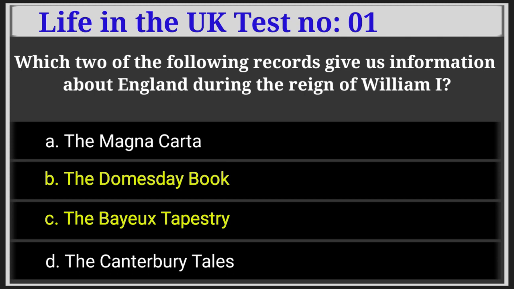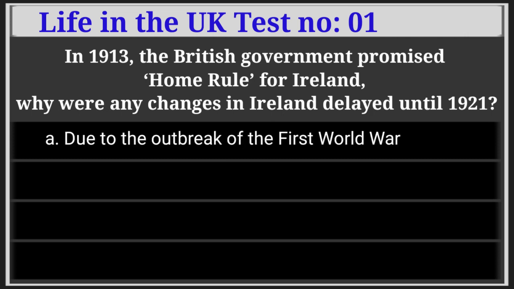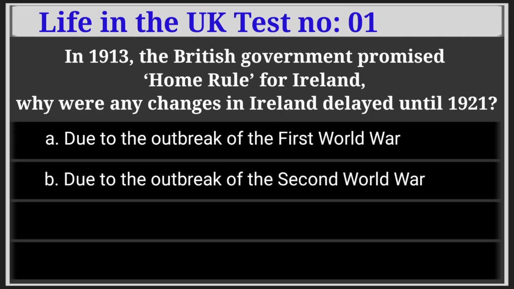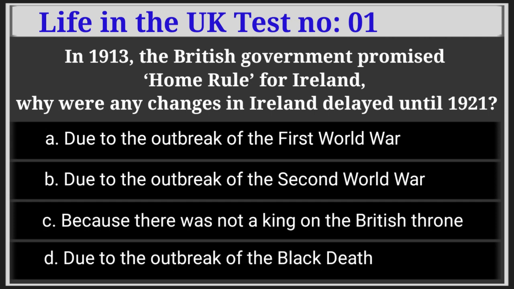Life in the UK test. Question 17 of 24. In 1913, the British government promised Home Rule for Ireland. Why were any changes in Ireland delayed until 1921? A. Due to the outbreak of the First World War. B. Due to the outbreak of the Second World War. C. Because there was not a king on the British throne. D. Due to the outbreak of the Black Death.